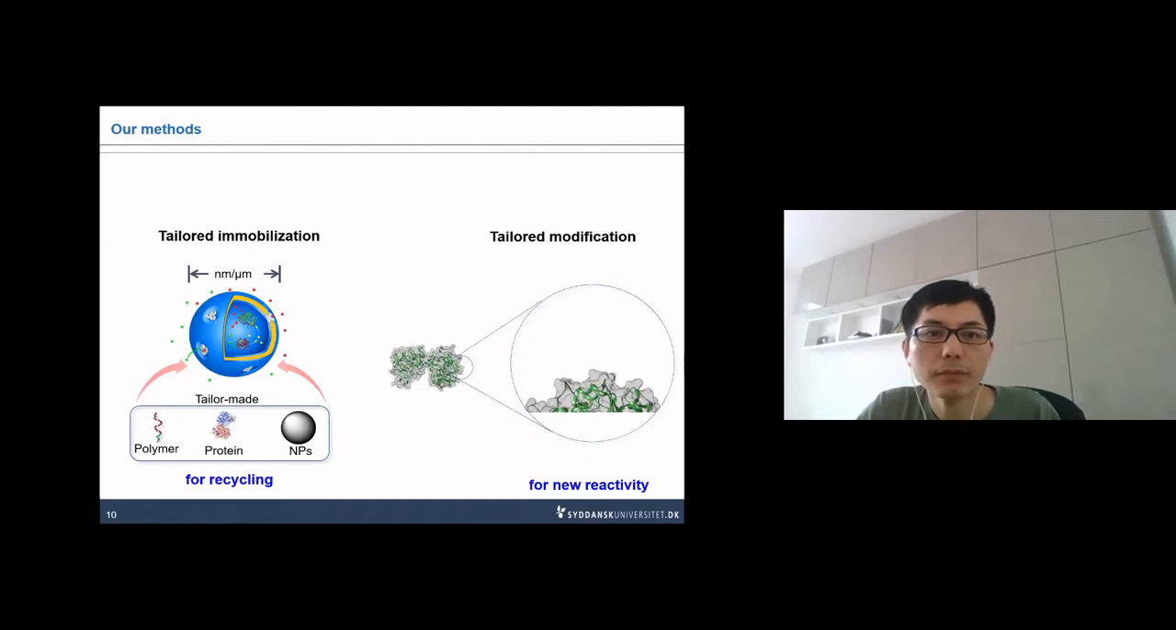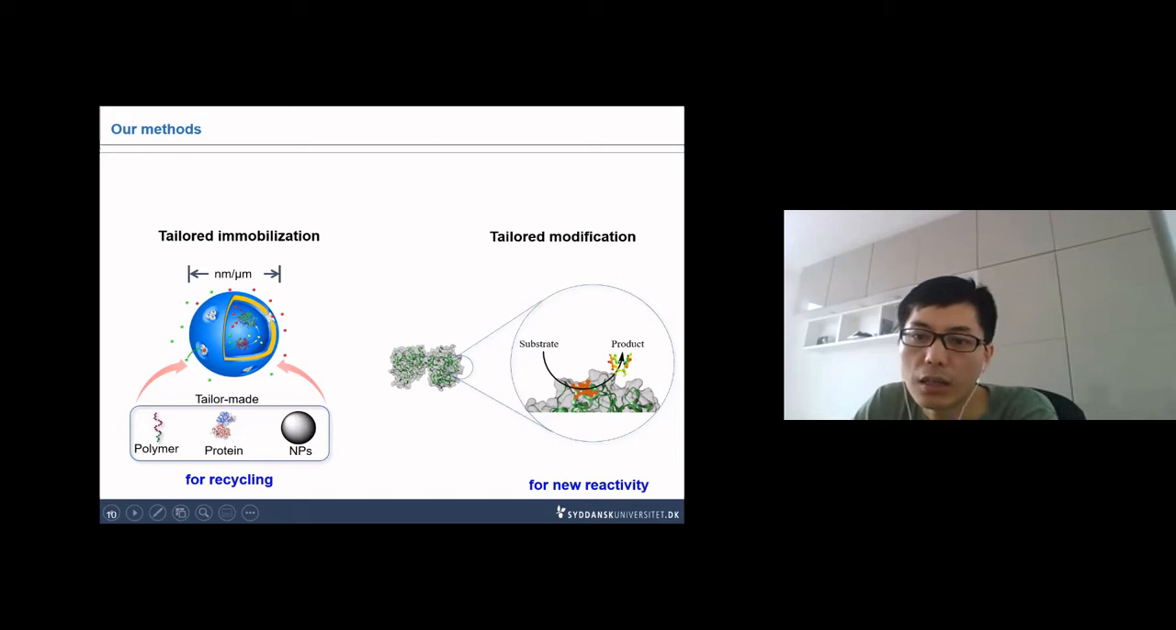And let me first explain our idea a bit more. We work on tailored enzyme immobilization and tailored enzyme modifications. For the immobilization, in our lab, we try to find suitable materials or suitable building blocks to immobilize and encapsulate enzymes, to suit the enzyme better in their specific application conditions. And for the enzyme modification, we use some bigger, active molecules to interact with the enzyme, which will give the enzyme new-to-nature reactivity.